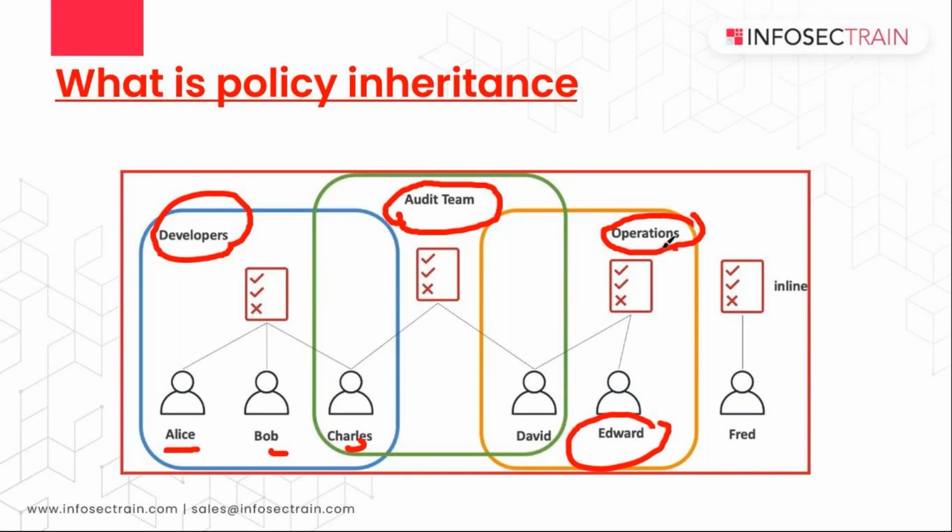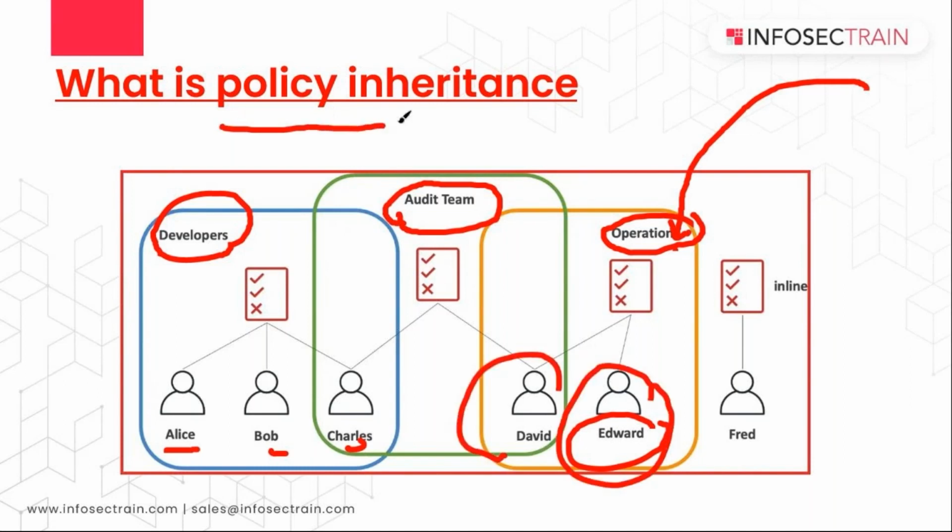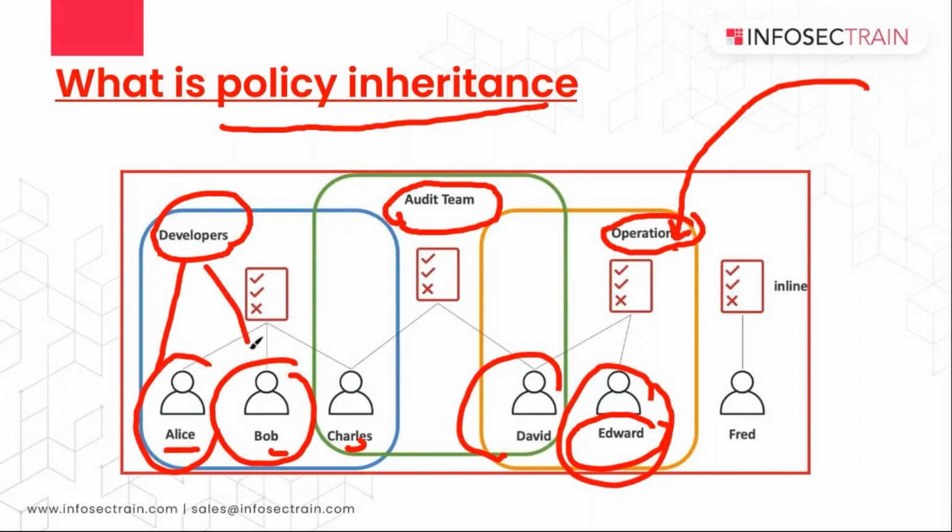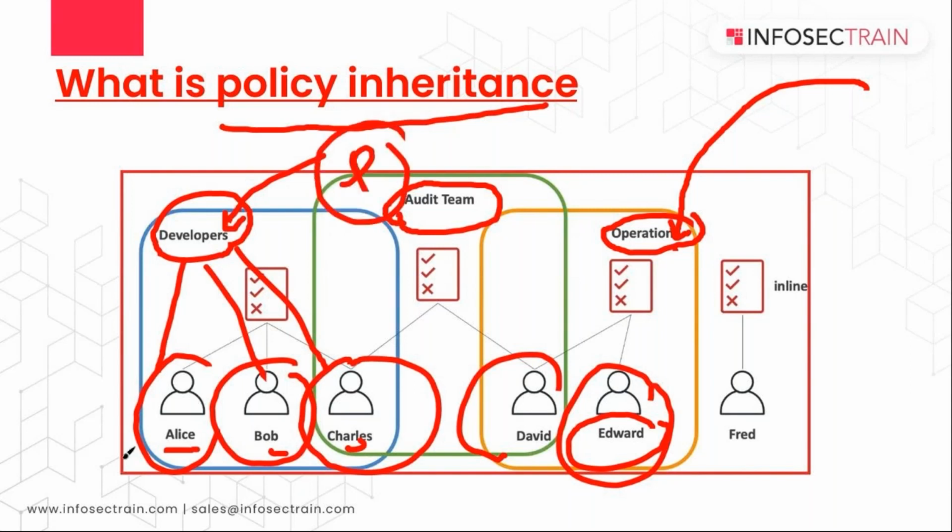So in the operation team, what really happens is that if I want to send a message to the operation team, I will just send a message in the operation part, and David and Charles would be receiving it. That is what policy inheritance means. It means that the users are part of a group. So this is the developer group, and Alice, Bob and Charles are part of it. If I send a message or a policy attached to this particular group, automatically the users would be getting that by themselves. That's what we have in place, called policy inheritance.